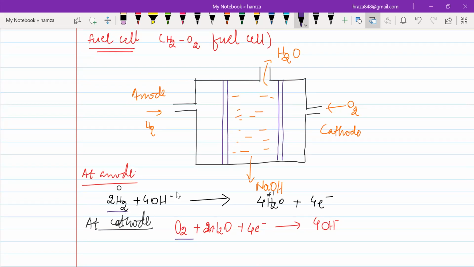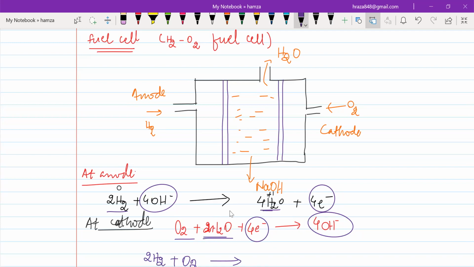See, 2H2, this 4OH minus and 4OH minus will be cancelled. Again 4 electrons and 4 electrons will be cancelled. Now 2H2 combined with O2 to give 2H2O on the left hand side and 4H2O on the right hand side. When it moves towards the right side, it will be subtracted from this, and this will be the net cell reaction. Please write this net cell reaction.